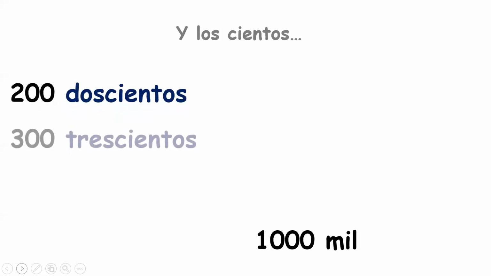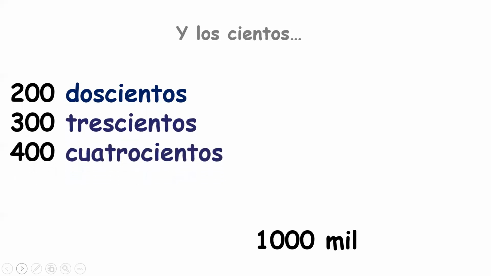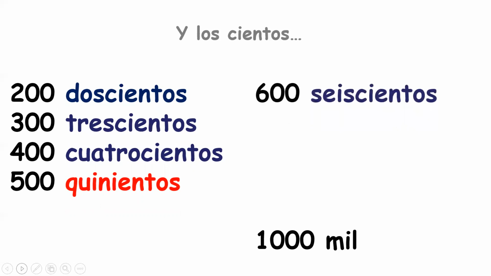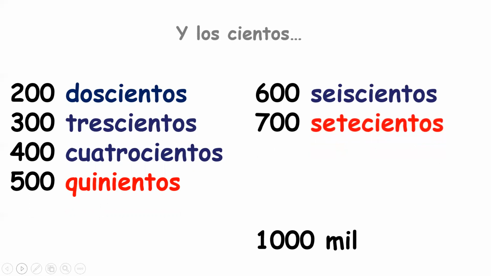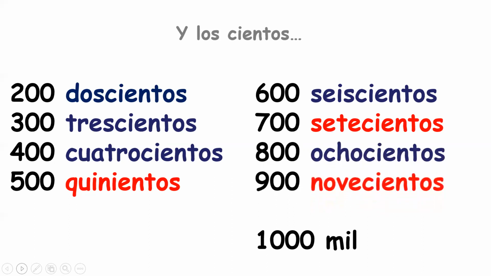200, 300, 400. Then try this change. 500, 600. A wee change. 700, 800. A wee change. 900. And then finally, 1000 for 1000.